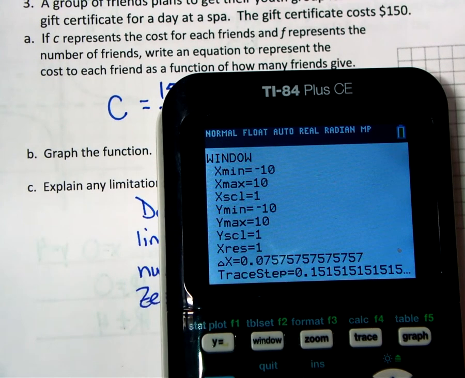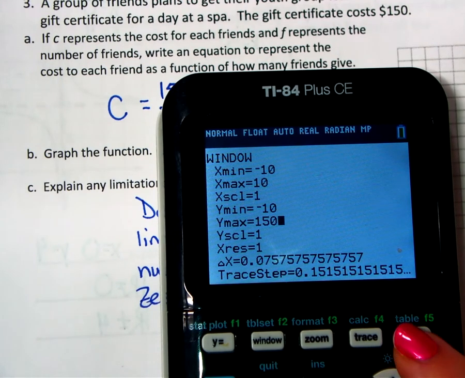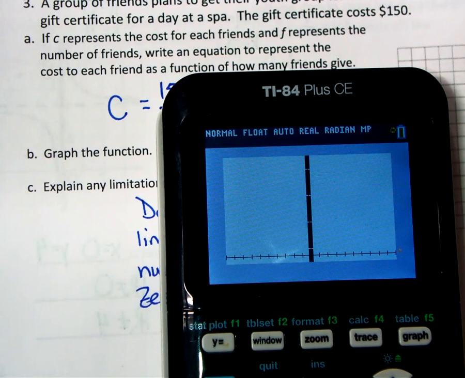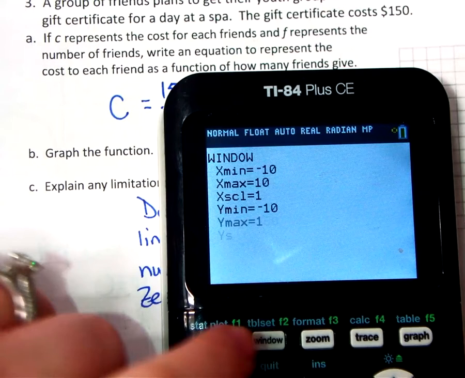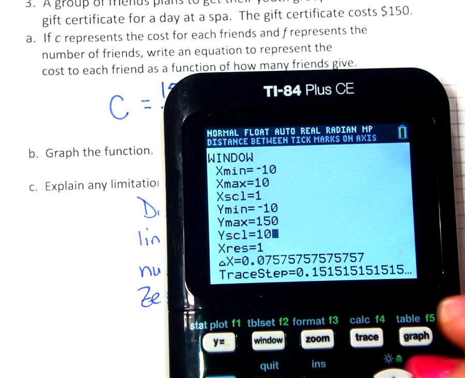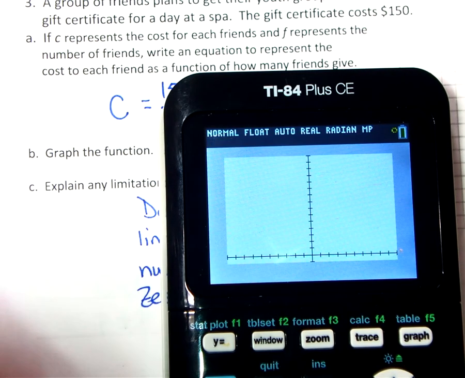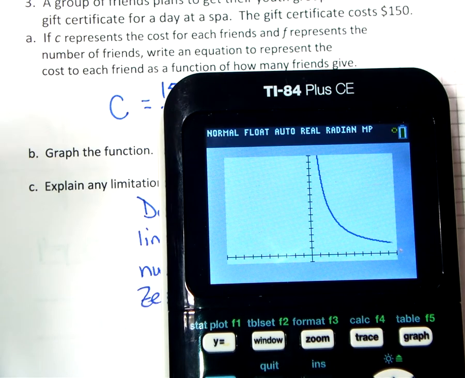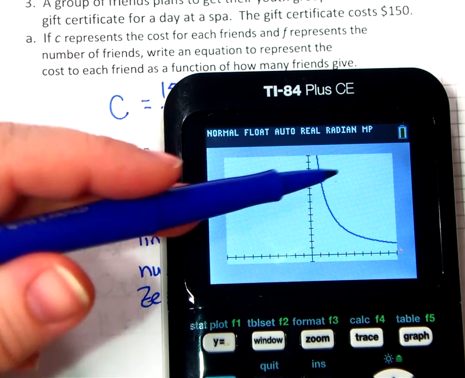So we need to change our window so that my y's start at 150. Now that dark line is just because I did not change the scale of my graph. It might make sense to change your scale here to be counting by 10s or 15s or whatever the case is. Then you'll see those little dashes. But now we can see one of the branches of our graph.